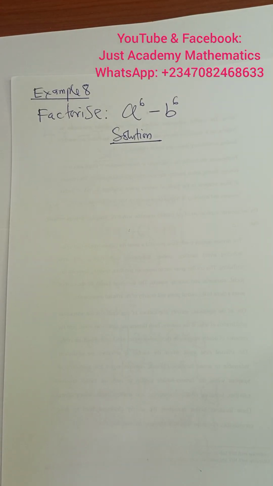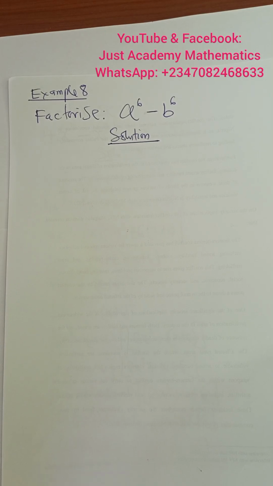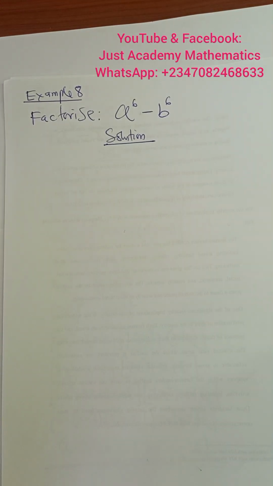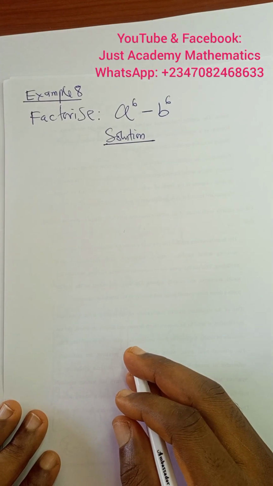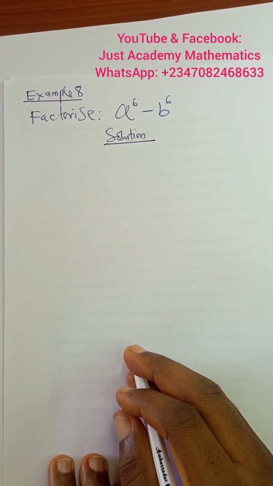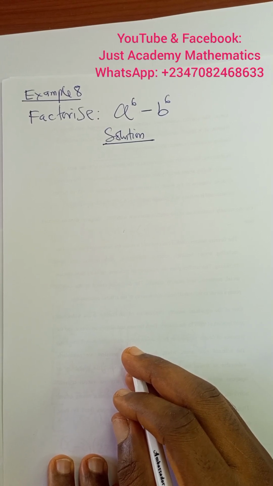Raised to the power of 6. That is why I said we're looking at factorization of algebraic expressions whose exponent is greater than 2. Now, this is raised to the power of 6. What do we do with this kind of expression? Let's see. Remember the algebraic identities.